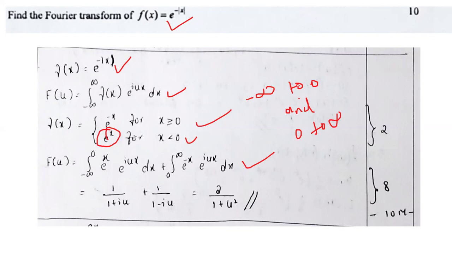Later, 0 to infinity, then you can substitute e to the power minus x like this. I think it's clear to everybody. So this is a standard formula. You can apply the standard formula. Ultimately, you will be getting 2 by 1 plus u square.